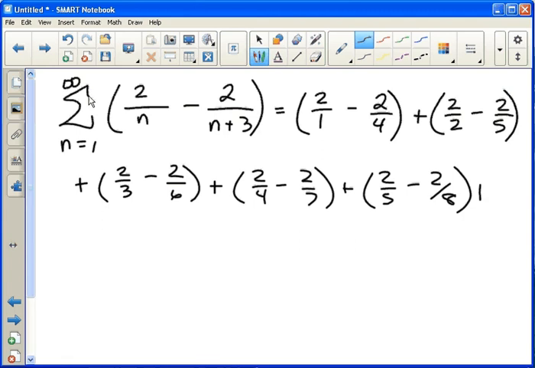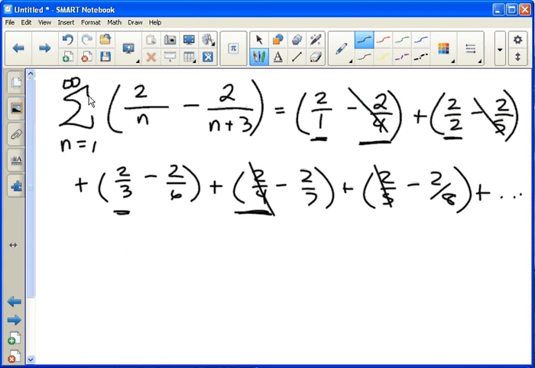I told you the back terms will always cancel out. So we know this negative 2/4 is going to cancel out with the positive 2/4 right here. Okay, I don't see anything to cancel out the 2 over 1, or the 2 over 2. Let's try the negative 2/5. That cancels out right there with the positive 2/5. 2/3, I don't see anything canceling with that. The negative 2/6, well, I know the back terms are all going to cancel out. If you just wrote one more term over here, you'd find that.